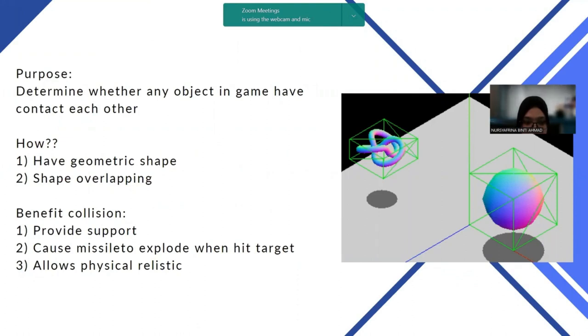The first benefit is to provide support to the object to allow the object to rest in an equilibrium state. Next is to cause them to explode easily when hit by the target, for example, like allowing the player to boost their health. Next, rigid body dynamics will mimic physically realistic behavior such as bouncing and rolling.